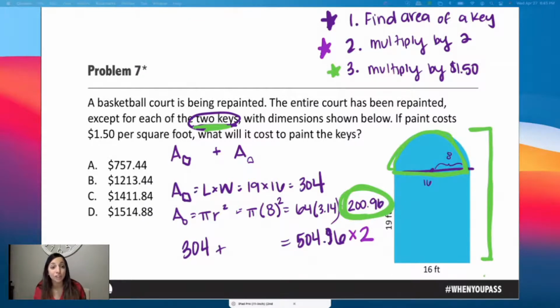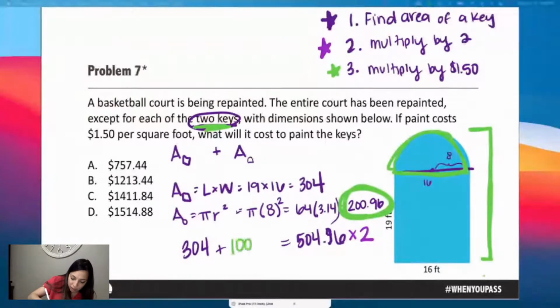Did you see that that answer was right there? You did. And so it's so easy because they know that that's going to be an error that people are going to make. So we have to take the area of this circle and divide it by 2 because there's only a half circle in each key, not a whole circle.